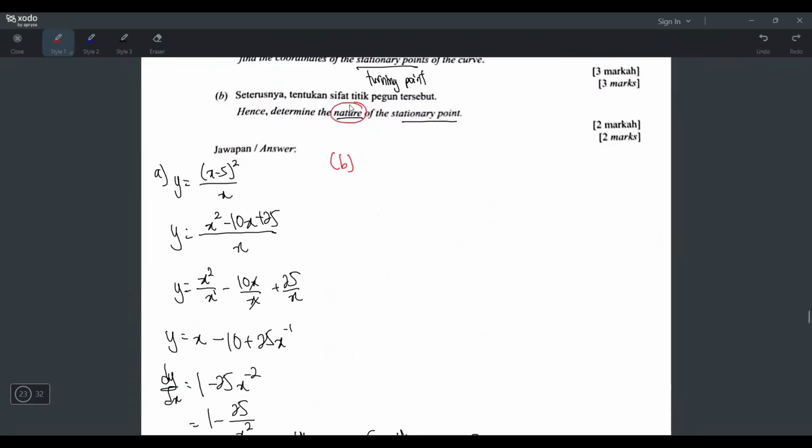What is nature? Nature means they want you to mention whether the stationary point is a minimum point or maximum point. But there's one more nature, which is the inflection point. Inflection point is when your second derivative d2y/dx2 is equal to 0. Minimum point is when your second derivative is positive. And then maximum is when your second derivative d2y/dx2 is less than 0.